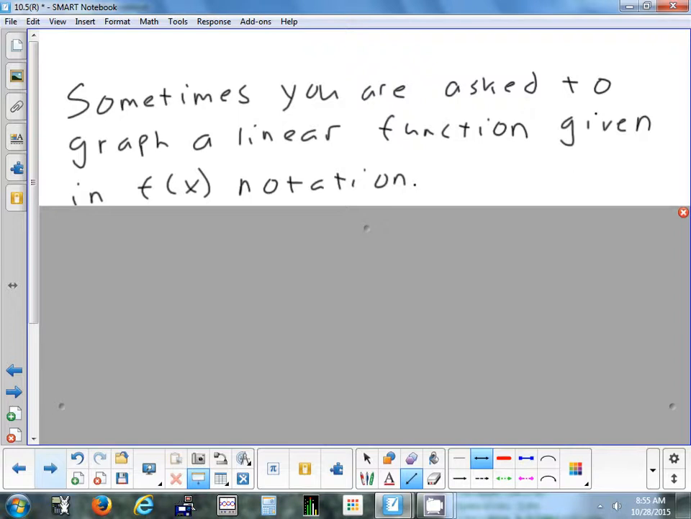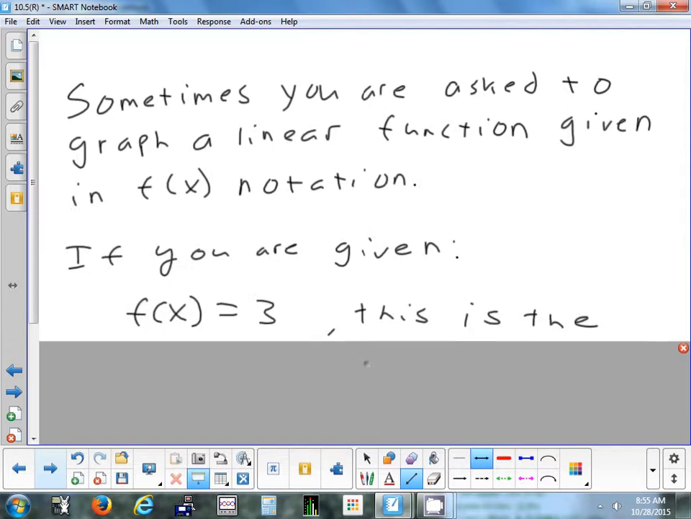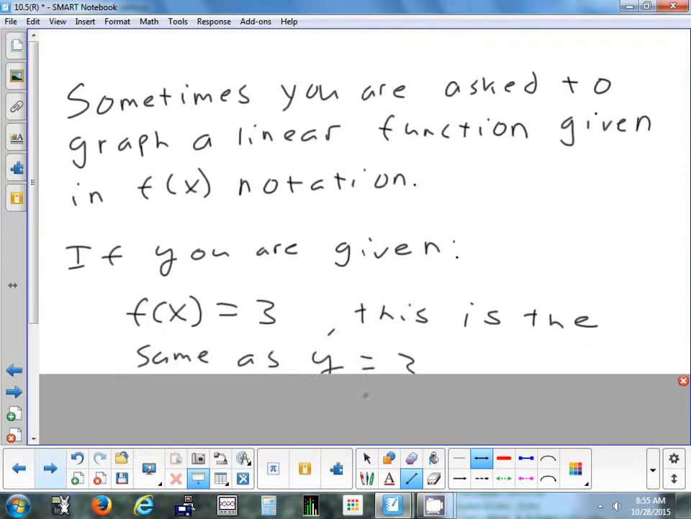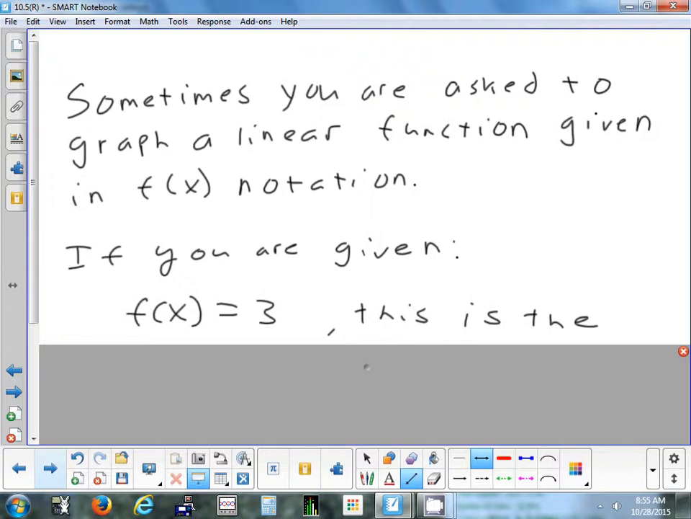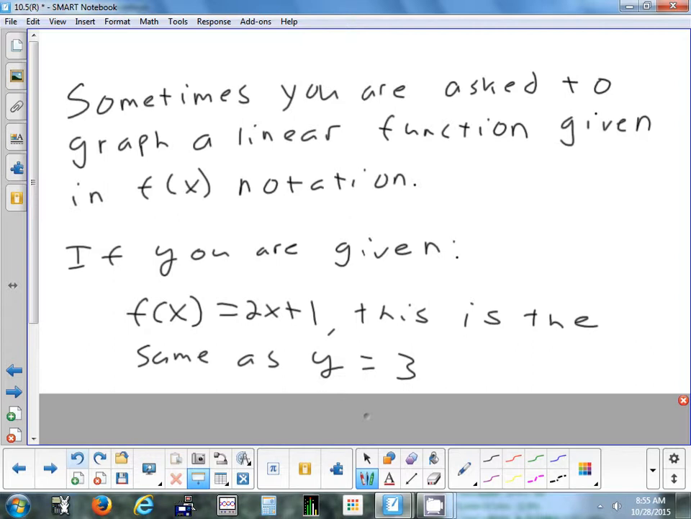All right. Sometimes they're going to ask us to do the same thing. Okay, it's literally going to be the exact same problem. They're just going to write the question a little differently. But you don't have to do anything different than what we just did. So let's say you were given something like f of x equals, let's try using actual letters, 2x plus 1. Okay, that's exactly the same as this.